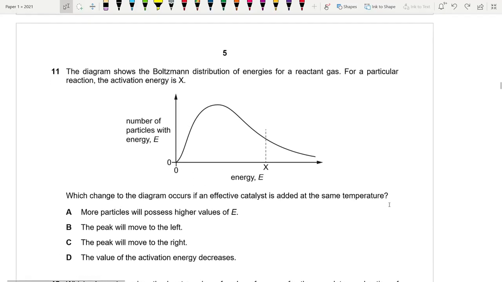The diagram shows the Boltzmann distribution of energies for a reactant gas. For a particular reaction, the activation energy is X. Which change in the diagram occurs if an effective catalyst is added at the same temperature? Okay, so nothing happens to the distribution. Only the activation energy moves to the left hand side, okay? So nothing happens to the peak. And it's not like more particles will have energy than E. This remains unchanged. Okay.